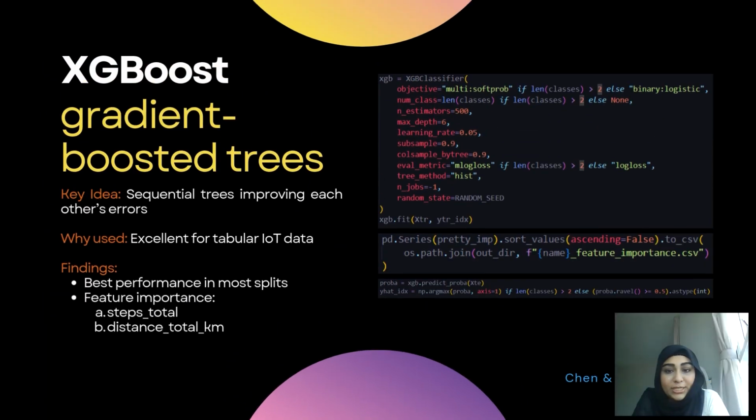The XGBoost gradient boosting model. The key idea here was to use sequential trees, which improve each other's errors, and it's excellent for tabular IoT data. The finding for this model was that it performed best across splits, and the feature importance was led by steps total and distance kilometers.